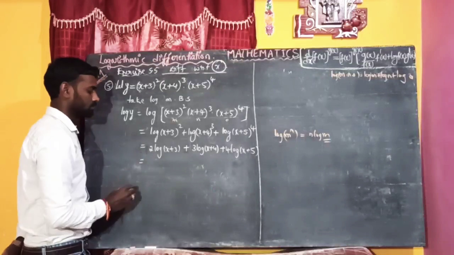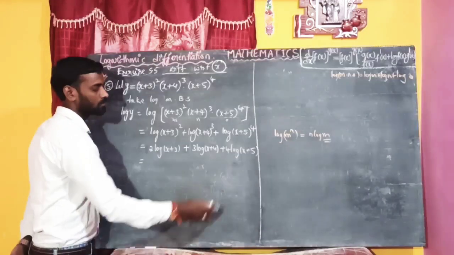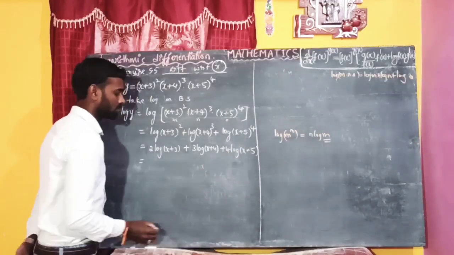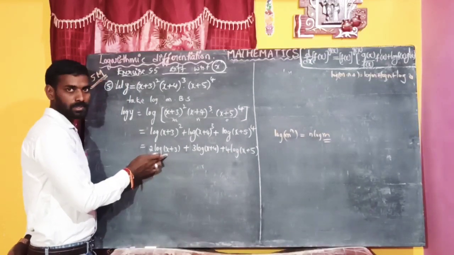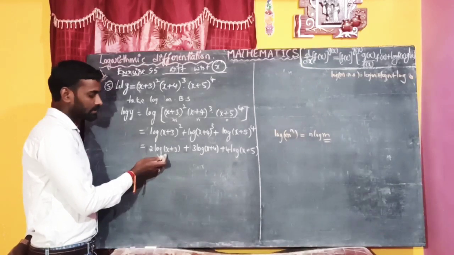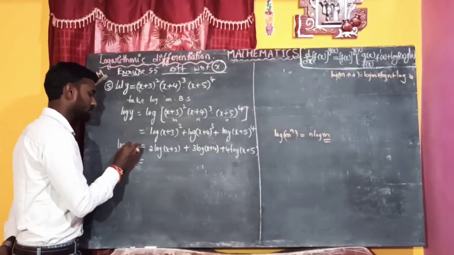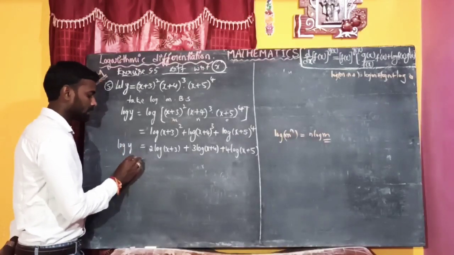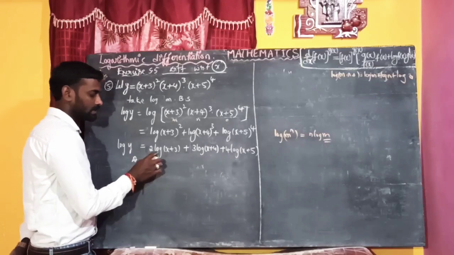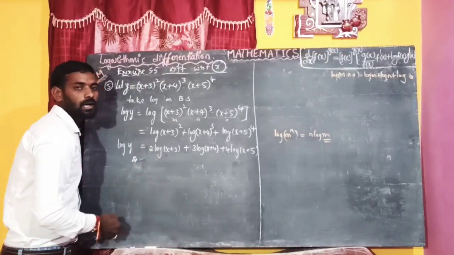Here observe, guys. This is 2 into log x plus 3, 3 into log x plus 4, 4 into log x plus 5. Is it possible to differentiate this function easily here? Now, of course, this is log y. Because we can easily differentiate this function, as this is of the form log u.